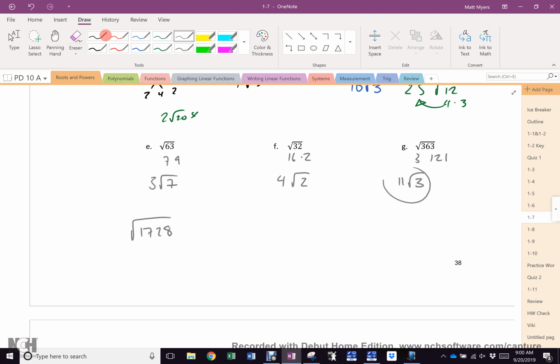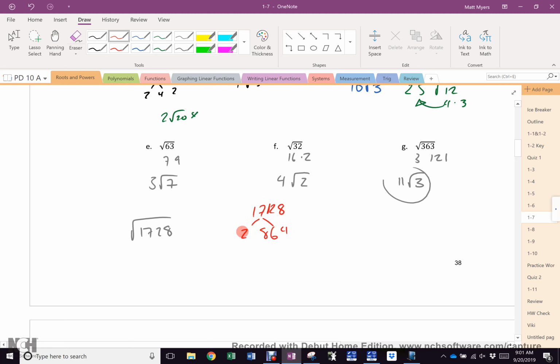We break it down. I don't even know where to start, Mr. Myers. Start with the simplest thing you can. It ends in 8. 2. How many 2's go into 17? 8. With what remainder? 1. How many 2's go into 12? 6. With what remainder? 0. How many 2's go into 8? 4. There's our first breakdown.